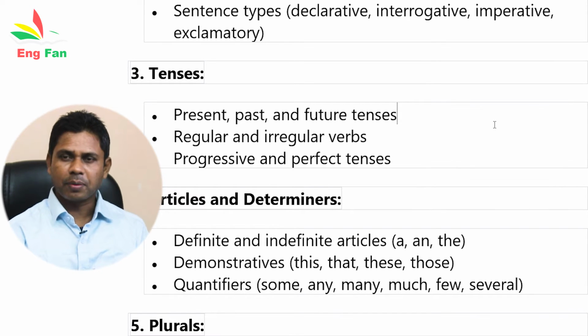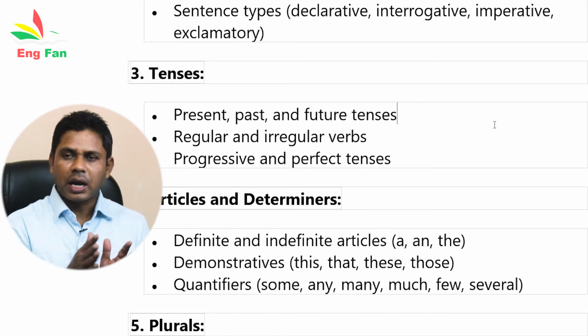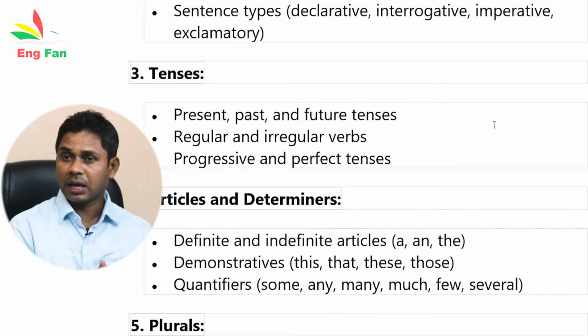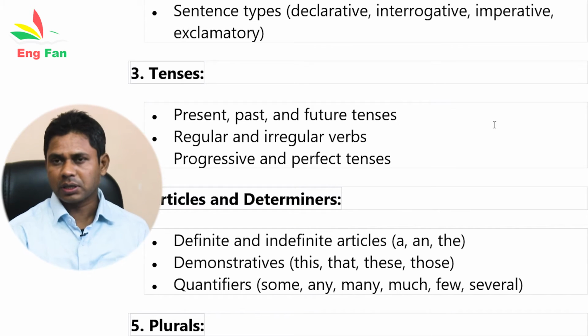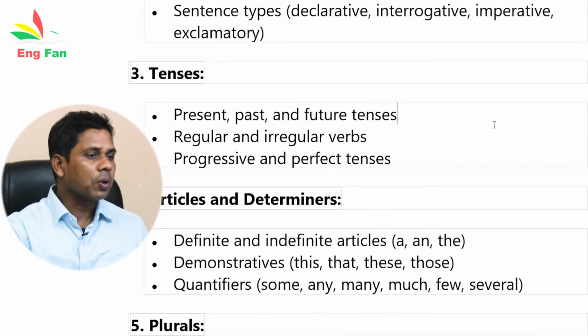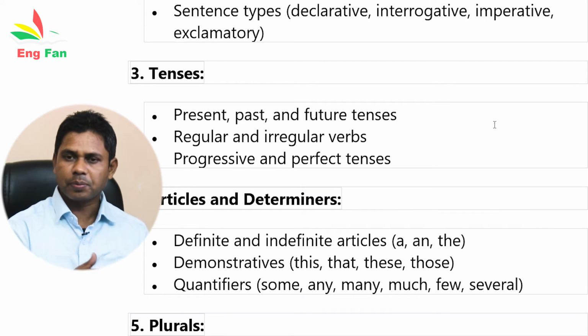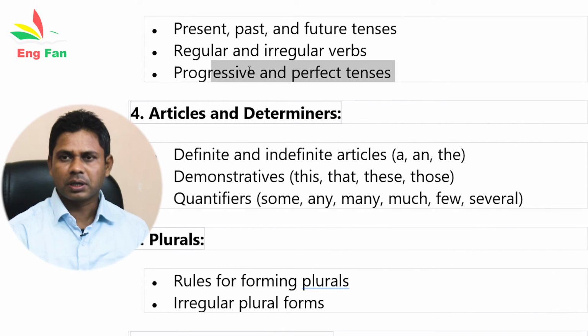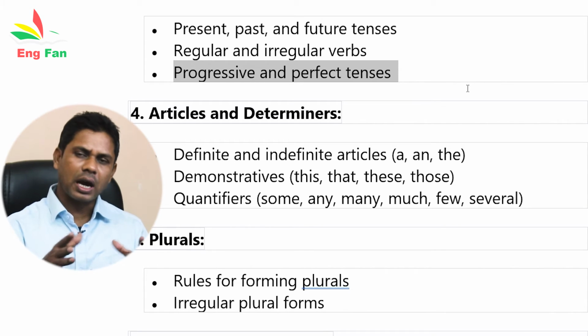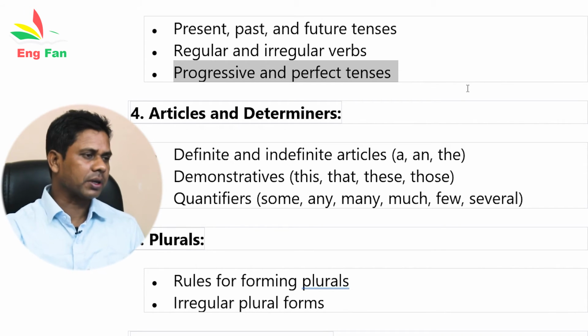Regular and irregular verbs, which are used in the light of the tense, and which verbs are used in present tense and present continuous tense, and which verbs will not be used in present continuous tense. And progressive and perfect tenses. Progressive means continuous tense. Suppose present continuous and present perfect continuous, future continuous, future perfect continuous, past continuous and past perfect continuous. These are called the progressive and perfect tenses also.